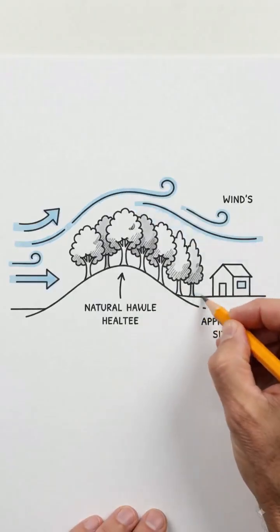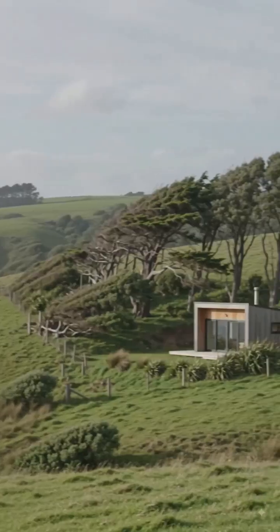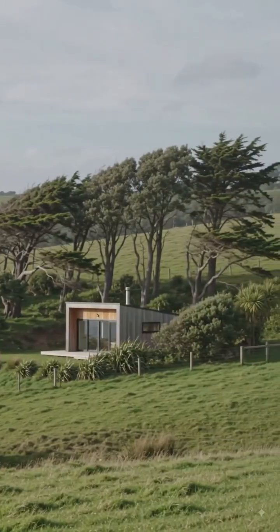Trees act as a natural shelter. This site uses a windbreak. Next, we design for solar orientation.